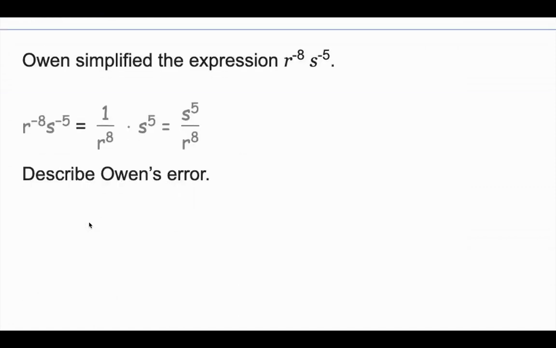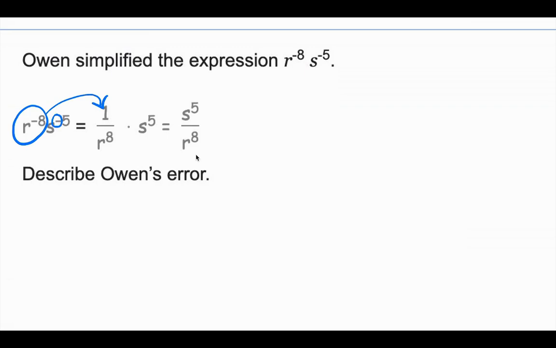So here's one I want you to take a look at. He simplified this expression. What was the error? If you see, he has r to the negative 8, s to the negative 5 equals 1 over r to the 8th times s to the 5th, and then simplified them together. What's the error? Well, it looks like we did the first part correctly. r to the negative 8 equals 1 over r to the 8th. Okay, that negative. But what happened right here?